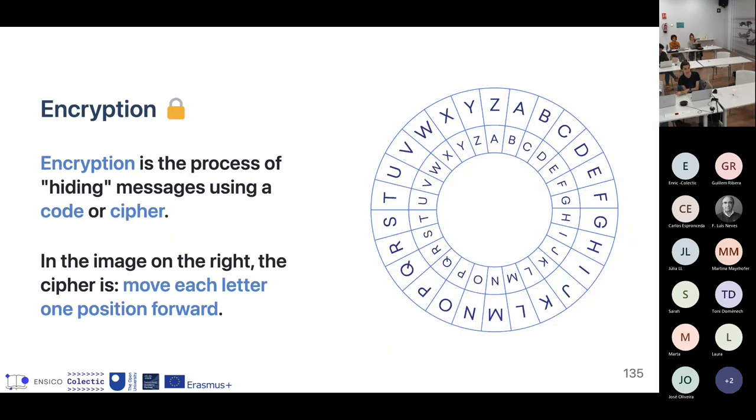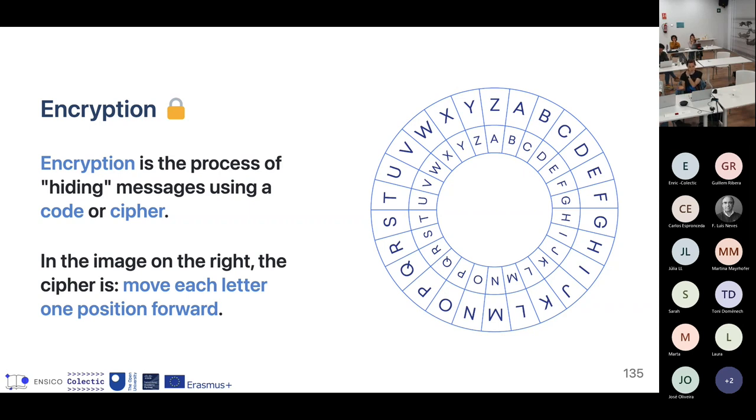First one is encryption. Encryption is the process of hiding a message using a code or a cipher. If you look at the image on the right, you can see that the cipher used here is to move each letter one position forward. For instance, letter A will move to letter B, B will move to letter C, and so on, until letter Z goes to letter A again. So if you are writing a message and you want to encrypt it with a cipher, instead of writing an A, you would write a B. Instead of writing a B, you would write a C, and so on.